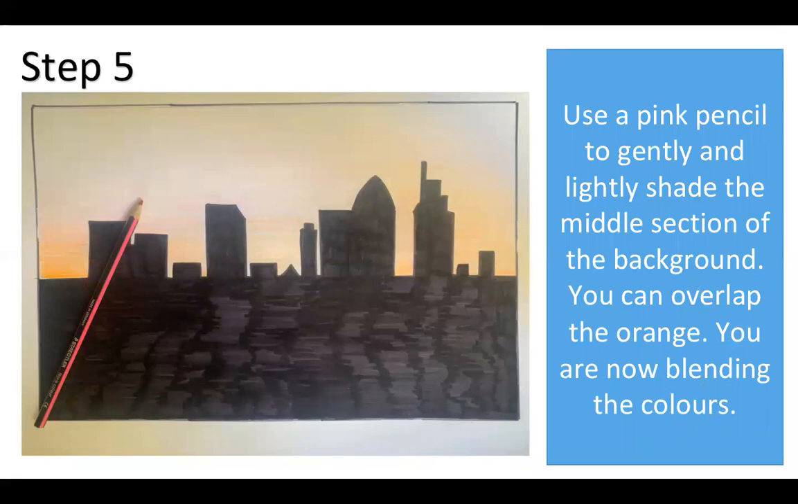Step 5, you will notice here that I'm using a pink pencil, and this is when I'm beginning to blend the colours. So I'm going over the orange, and as I move up towards the top of the picture, again, I'm pressing quite lightly. You can see, if you look really closely, that I'm mixing the pink and the orange together.